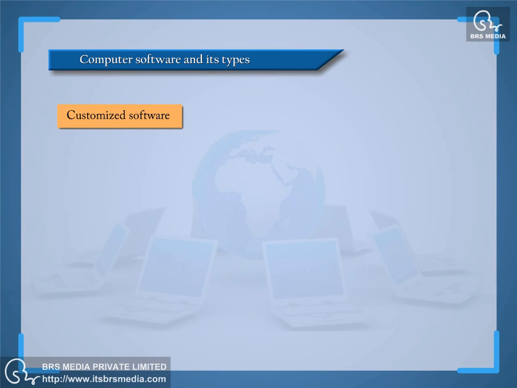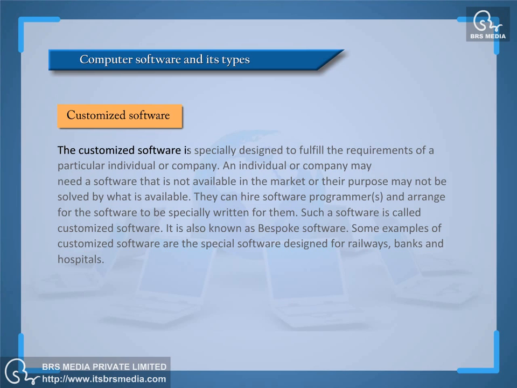Customized software. The customized software is specially designed to fulfill the requirements of a particular individual or company. An individual or company may need a software that is not available in the market, or their purpose may not be solved by what is available. They can hire software programmers, and arrange for the software to be specially written for them.